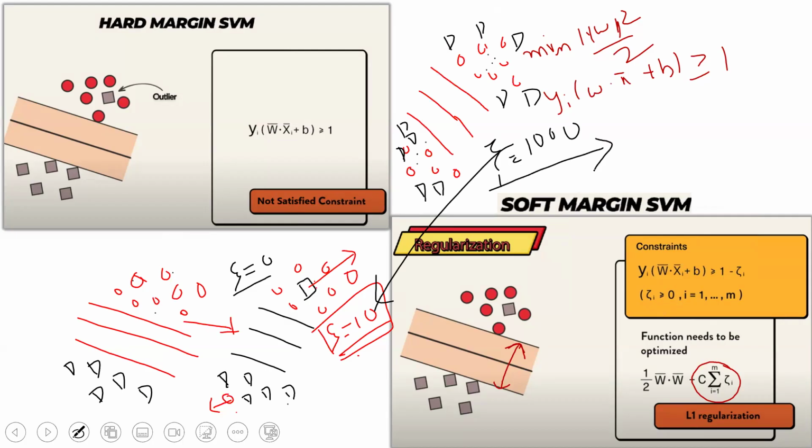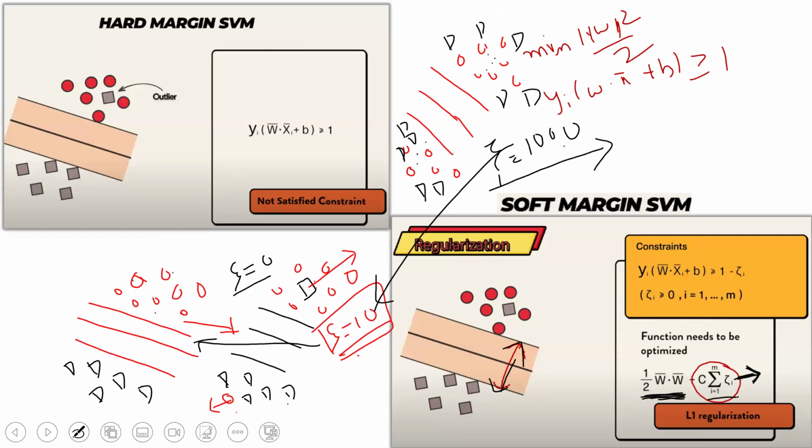But we don't want to get more slack. What do we want to achieve? We want to achieve good accuracy by minimizing the slack. We want to minimize the slack and maximize the margin. So we want to maximize the margin and minimize the slack. When we minimize the slack, the number of misclassifications that we are allowing is decreasing.